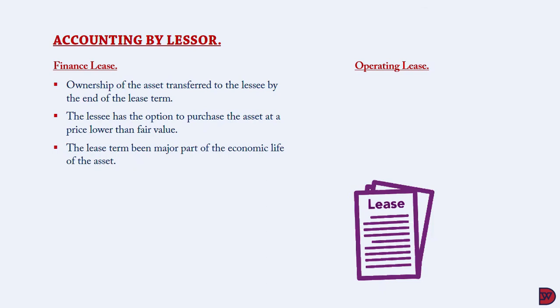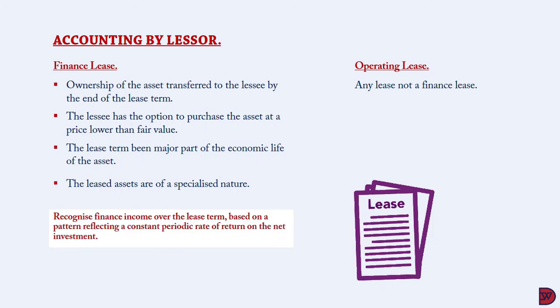Thirdly, the lease term is for the major part of the economic life of the asset, even if the title is not transferred at the inception of the lease. Fourthly, the present value of the minimum lease payment amounts to at least substantially all of the fair value of the leased asset. And lastly, the leased asset is of a specialized nature such that only the lessee can use it without major modification being made. So any lease that fails this test will be classified as an operating lease.